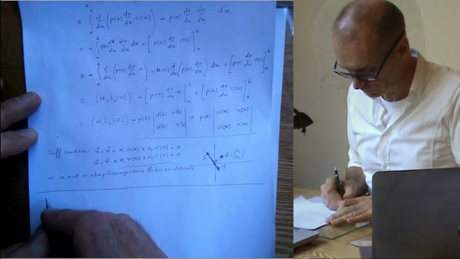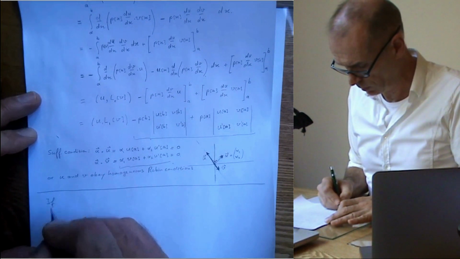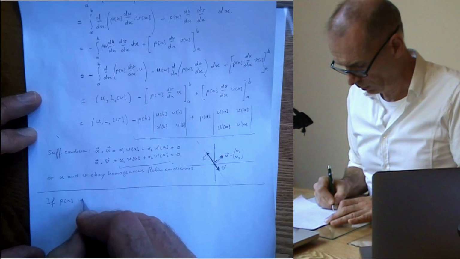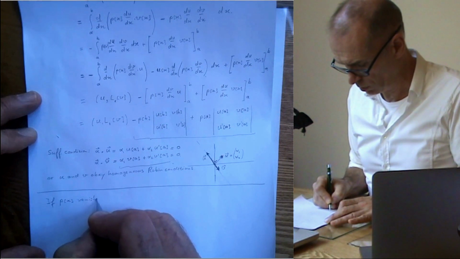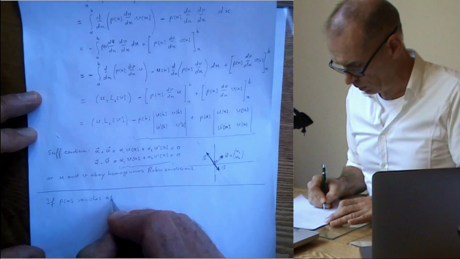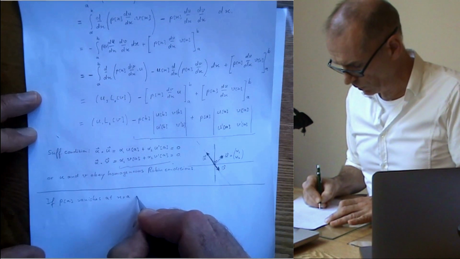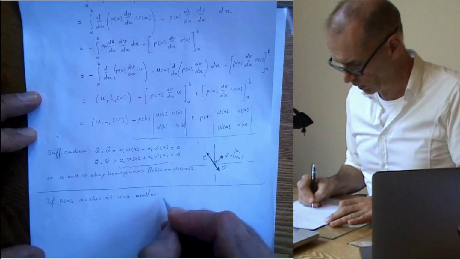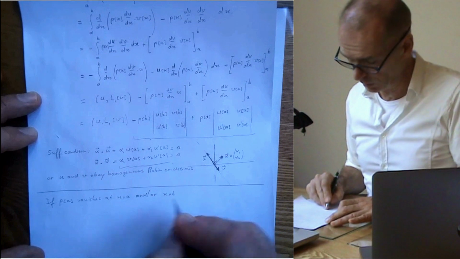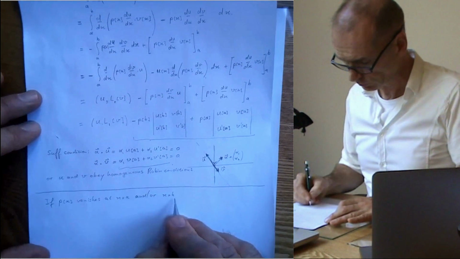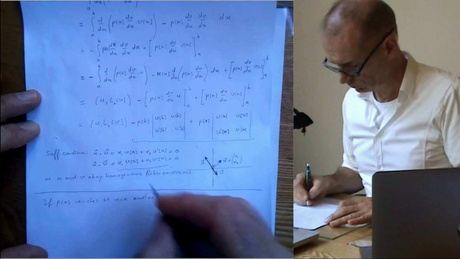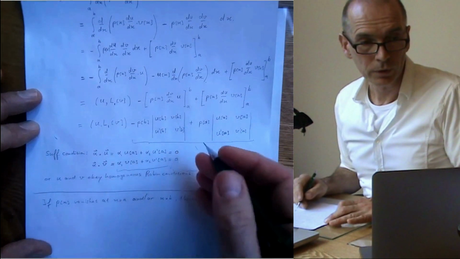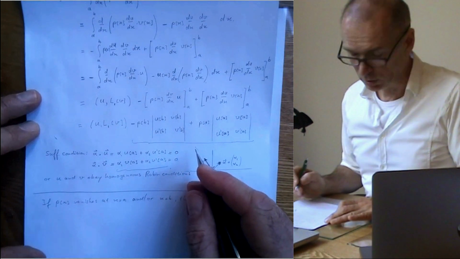So if p vanishes at x is a and x is b, so at the beginning and the end of the interval, then the corresponding term here also vanishes automatically, easily.